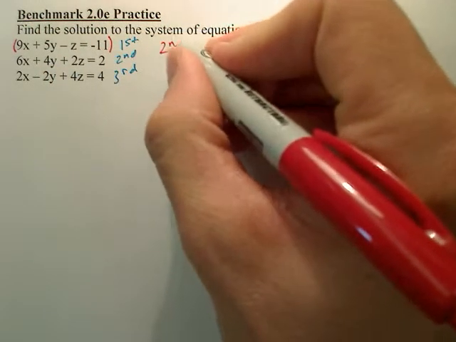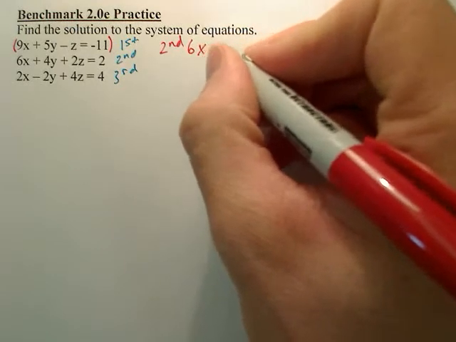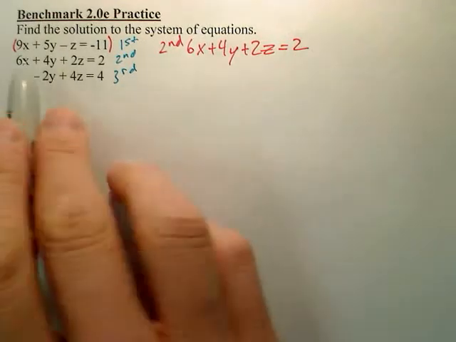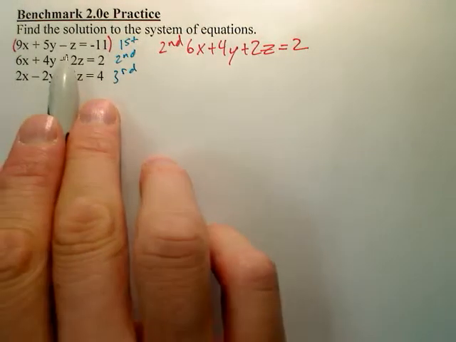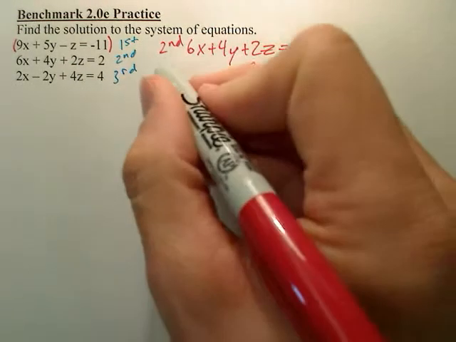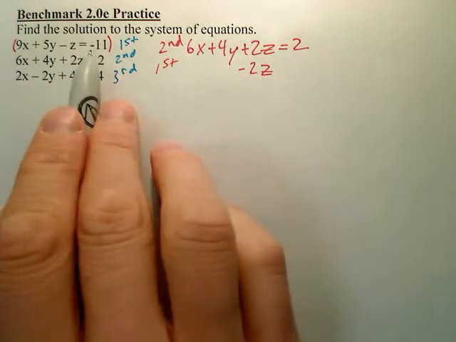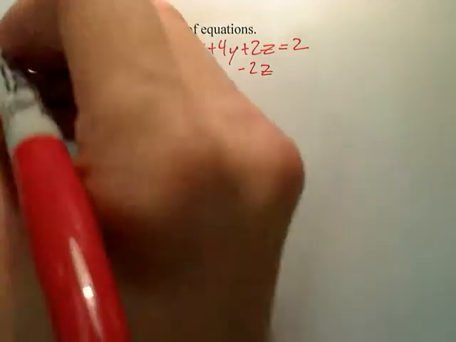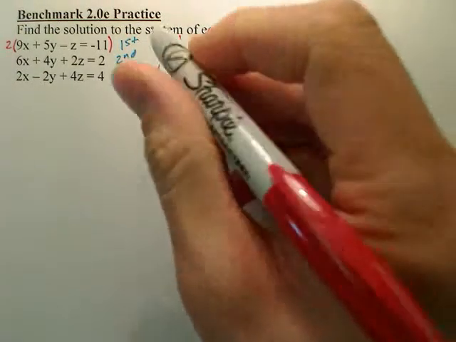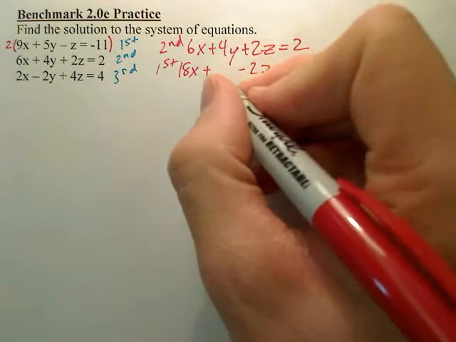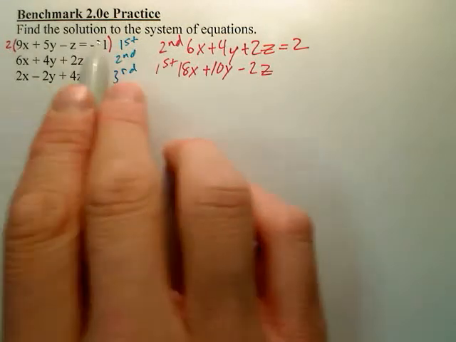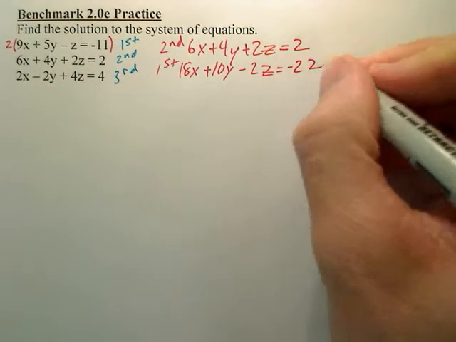So I'm going to start off with my second equation, which is 6x plus 4y plus 2z equals 2. I got to multiply this by something so that the z's cancel. So I basically got to change this to a 2z, my first equation. In order to change this to a negative 2z, you need to multiply by 2. When you do that, you get 18x, and then 2 times 5 is 10y, and then this times this is negative the 2z we wanted, and 2 times negative 11 is negative 22.